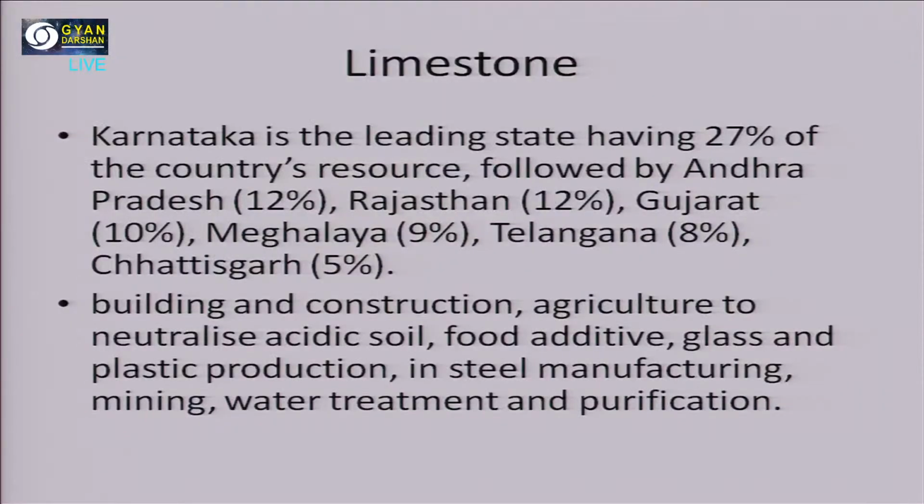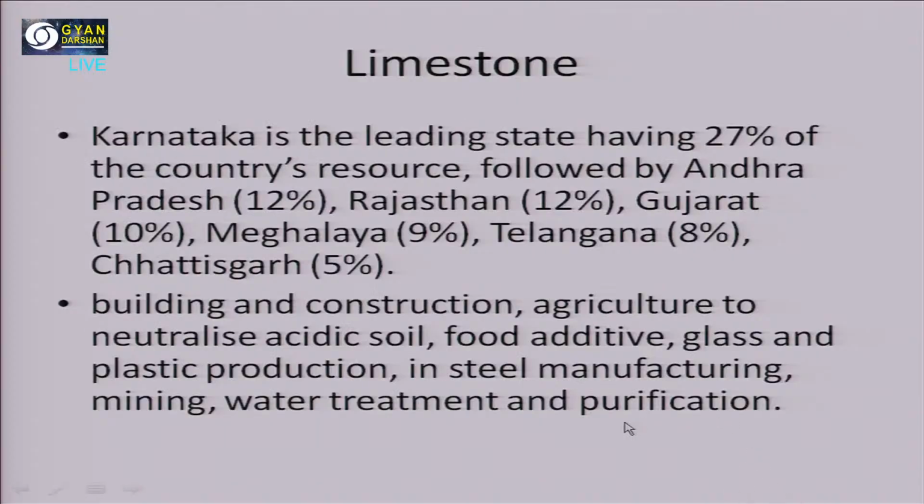Now coming on to limestone, dolomite, and other materials which are used in the construction industry. In case of limestone, Karnataka is the leading state, having 27% of the country's resource, followed by Andhra Pradesh, Rajasthan, Gujarat, Meghalaya, Telangana, Chhattisgarh. And these are all, as I told you, used in the building and construction industry, and since it is a good source of calcium, it is also used as a food additive, in glass and plastic production, and in the manufacturing of steel and water treatment plants and purification.